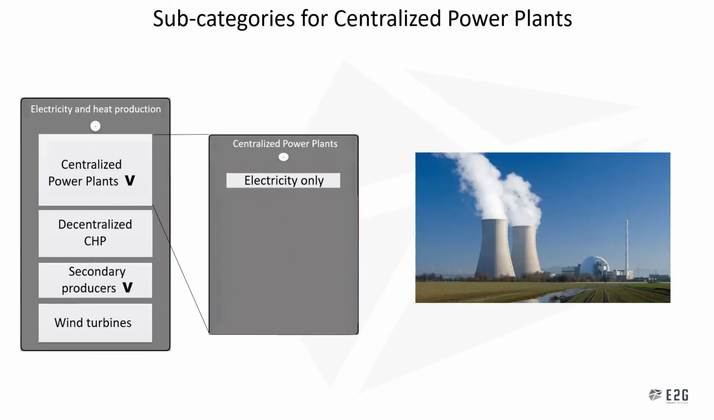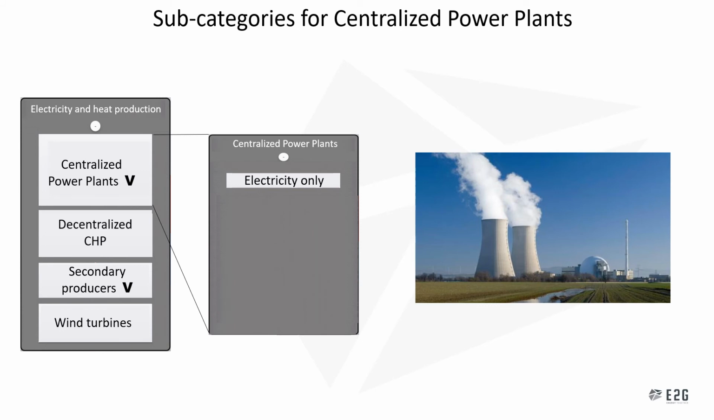As mentioned, there is a level deeper within the centralized power plants, and I will now explain more in depth what this is. Here we firstly have electricity only plants. This is, as the name indicates, power plants which only produce electricity. We can also, for instance, see in this picture that there is a massive cooling required in the process, and this can be seen with the smoke coming out of these towers.